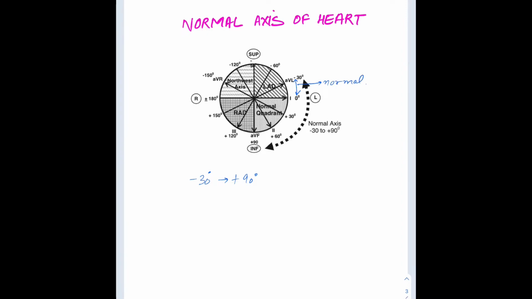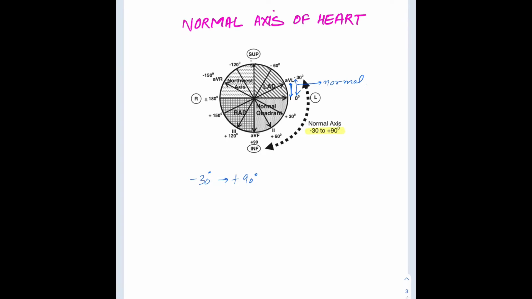One way you can remember that this is a normal region is that you need to know that the left ventricle is quite thick, quite thick as compared to the right ventricle. Hence, the axis of the heart can be normal even towards this side, because of the thickness of the left ventricle. So it's more towards the left side. This is how you can remember. So the normal axis is minus 30 to 90 degrees.